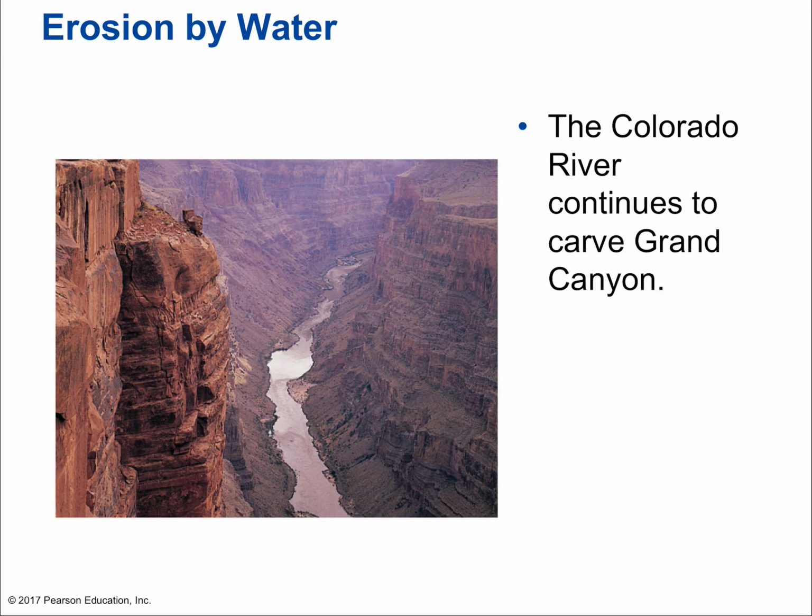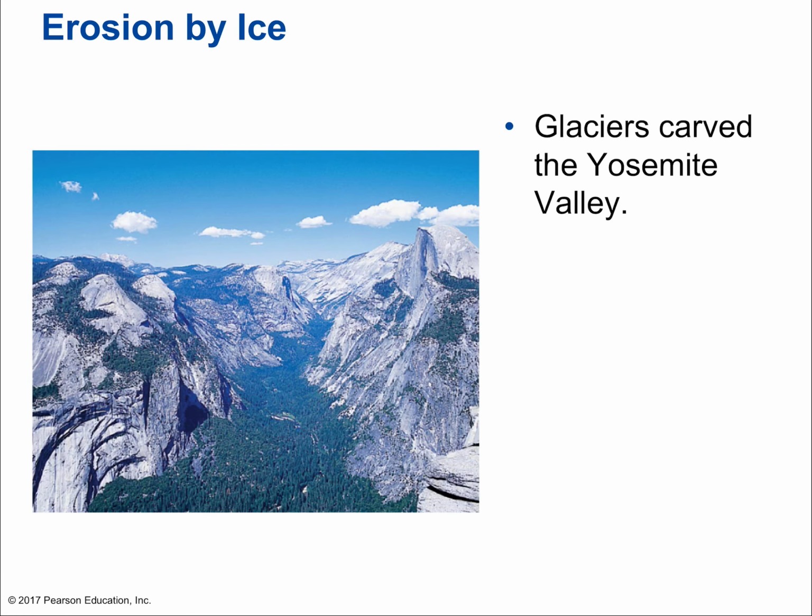Erosion by water. So the Colorado River continues to carve out the Grand Canyon. It's an ongoing process, but it took a long time to get as deep as it is today. So the water just carries away materials. Some materials are easier to be carried away than others, right? Density and properties of the rock have a big factor there. Glaciation carved out Yosemite Valley. So glaciation is incredibly powerful but slow moving.